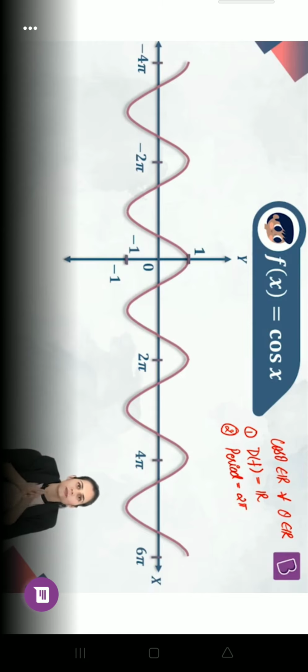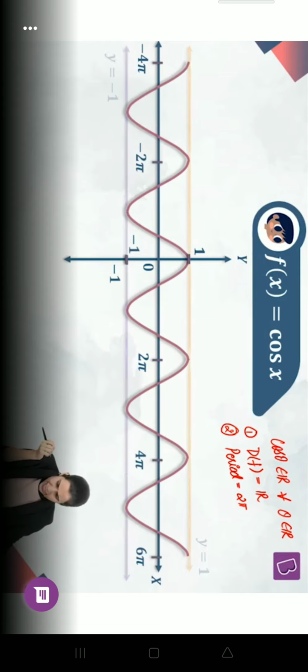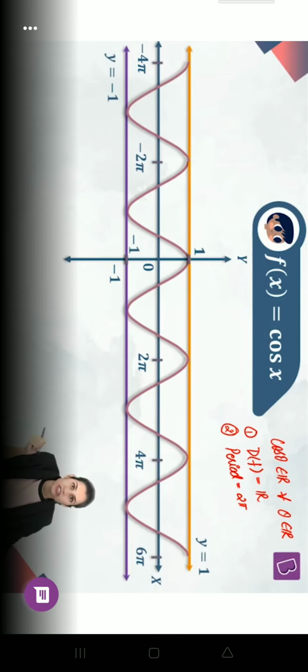That means when theta is any odd integral multiple of pi by 2, cos of that theta is 0. In fact, cos of an angle is 0 only and only when that angle is an odd integral multiple of pi by 2. If it's not an odd integral multiple of pi by 2, cos of that angle is not 0. Got it? And hence, let's check out the observations about the cos function.